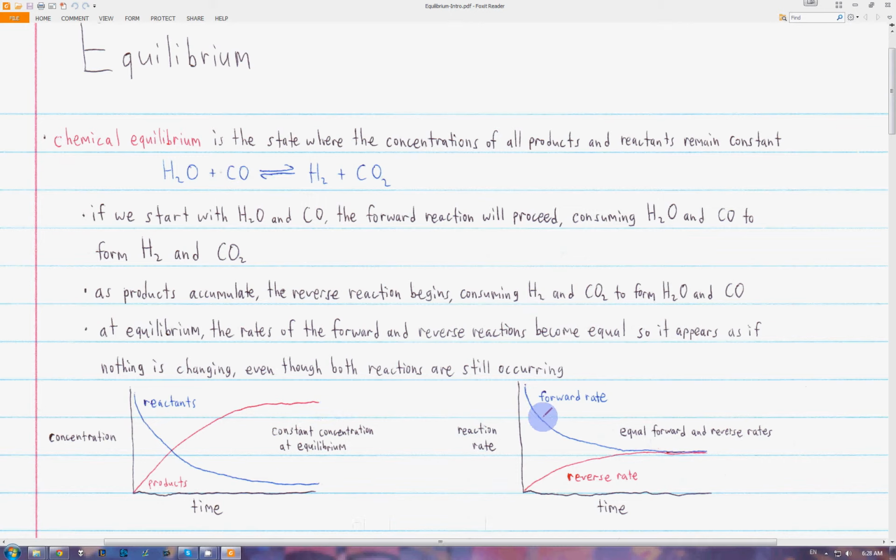And here we have a graph of the forward rate and the reverse rate. When we start out, we have a lot of the reactants, so the forward rate is very fast. But as the concentration of the reactants decreases, the forward rate decreases too, while the reverse rate increases because the concentration of the products is increasing. And then at equilibrium, these forward and reverse rates will become equal, which allows the concentrations of all these substances to remain constant.